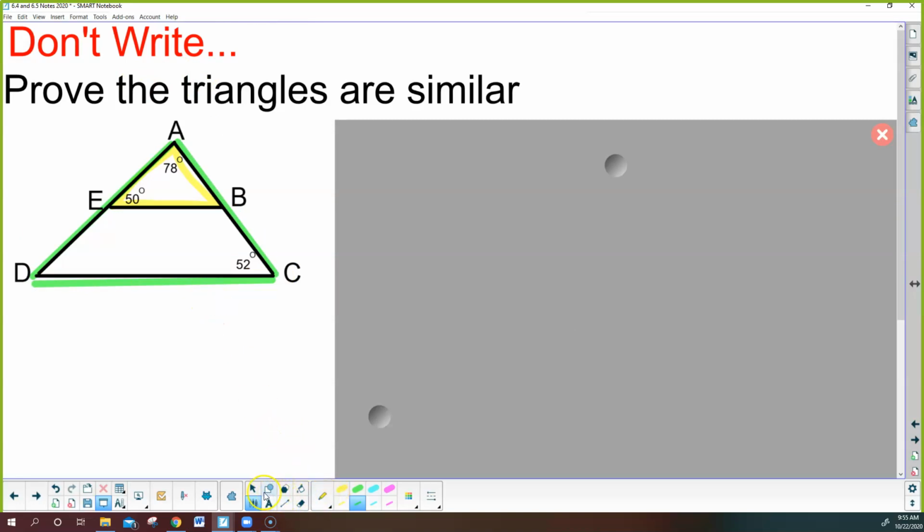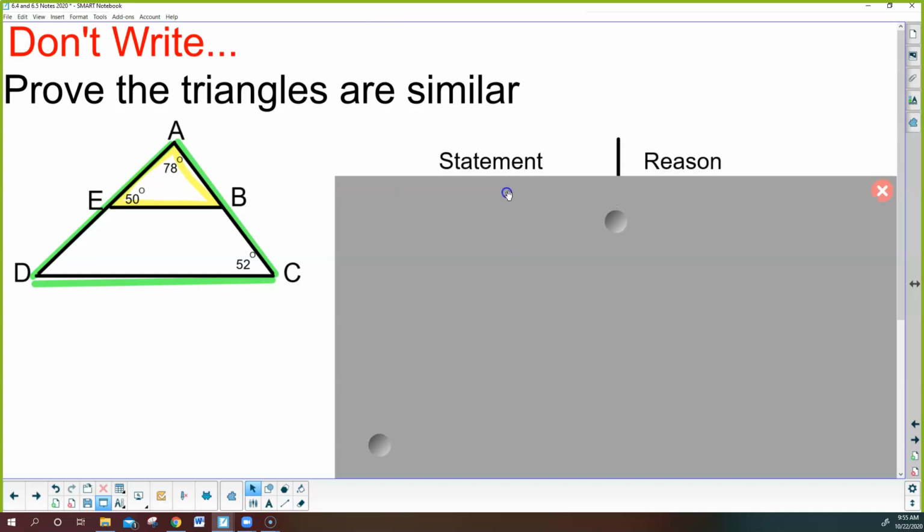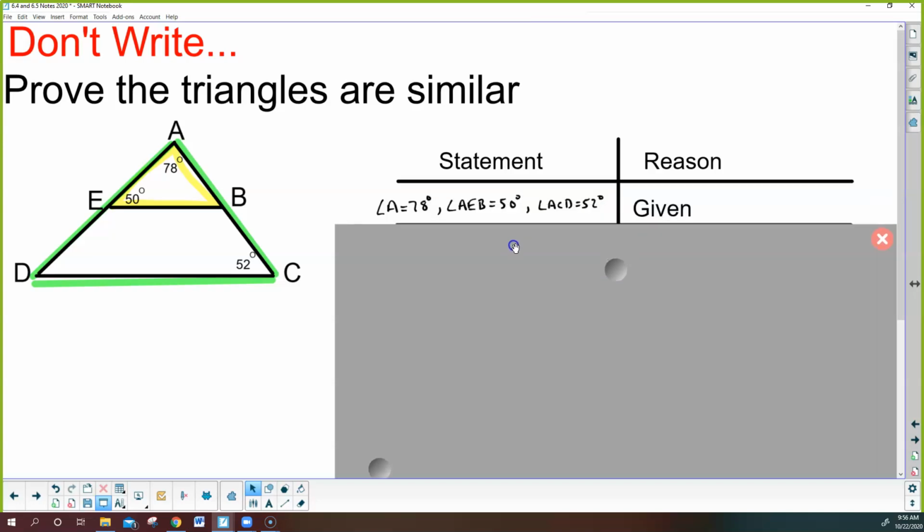All right, so I need to prove that the small triangle is similar to the big one. Well, the only way we know how to do that is using angle-angle. So let's start off. What do they have? Well, what do we always start off with in a proof? Givens, right? What's given? And this is the part that a lot of kids skip or they don't write down, so be very cautious. You have 3 given pieces of information.